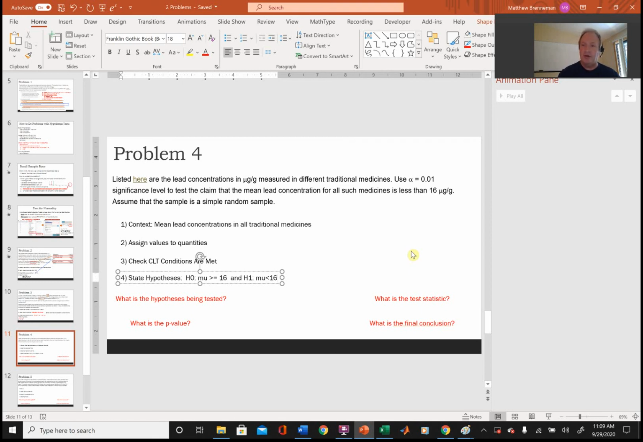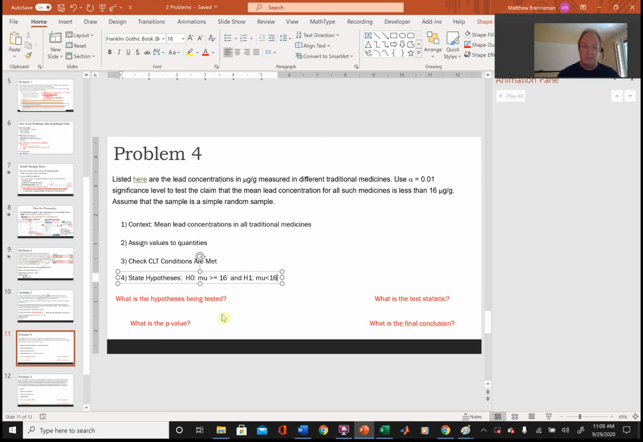But here I'm going to fail to reject. So there's not enough evidence to show. So what we would say at a significance level of 1%, there is not enough evidence to show that the average lead concentration in all traditional medicines is less than 16 micrograms per gram. So that's something that you have to work through and think about.